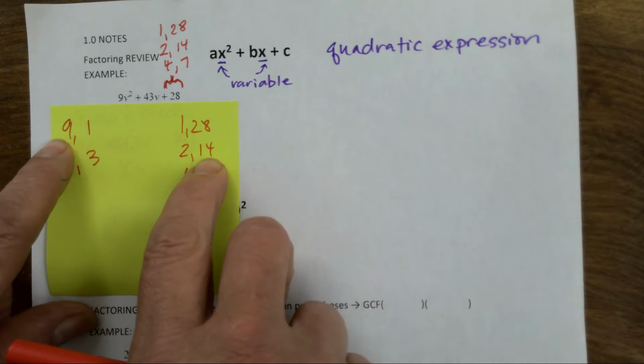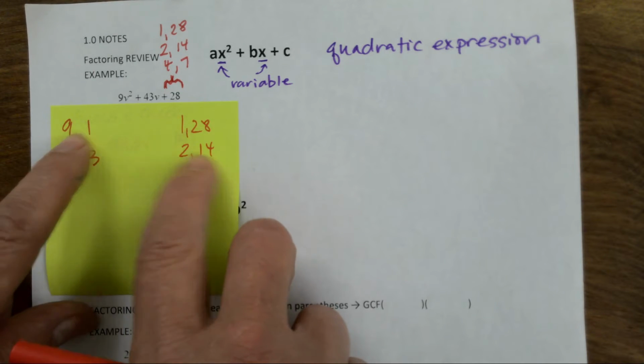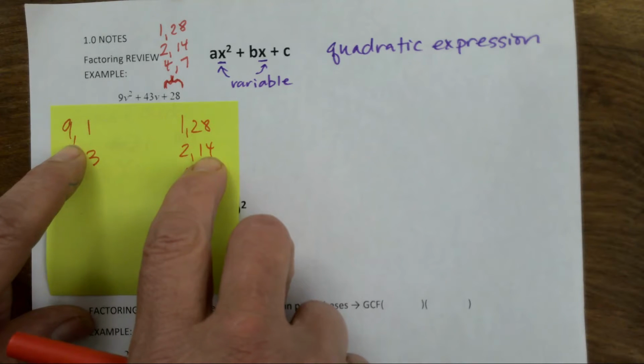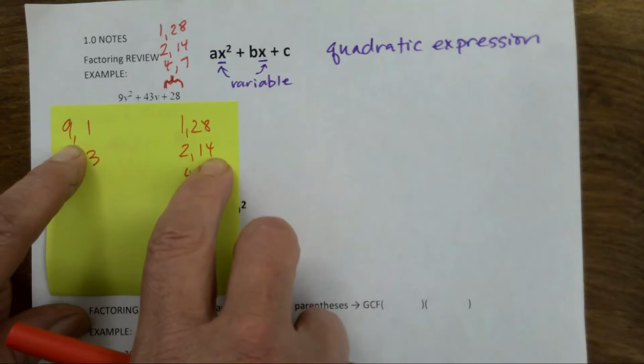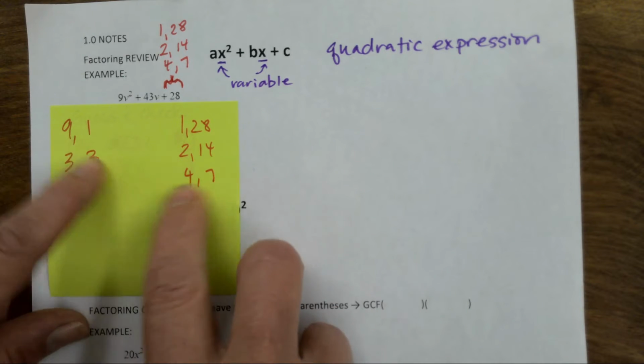9 times 14 and 2 times 1. Well, that's already too big. Again, 9 times 14 is way too big. It's over 90 because 10 times 9 is 90 and 14 is bigger than 10. So I know I'm not going to do that. Then I'll try the next one.